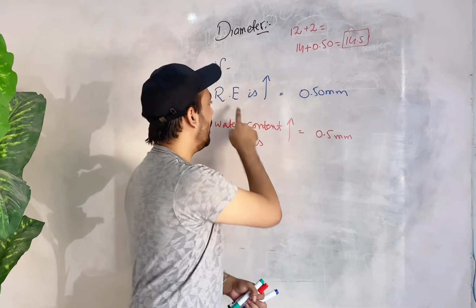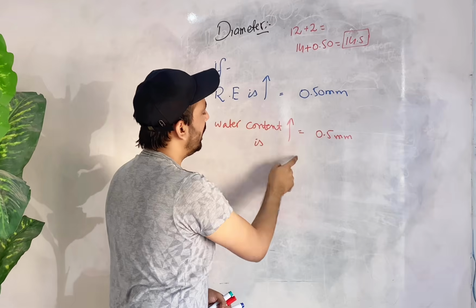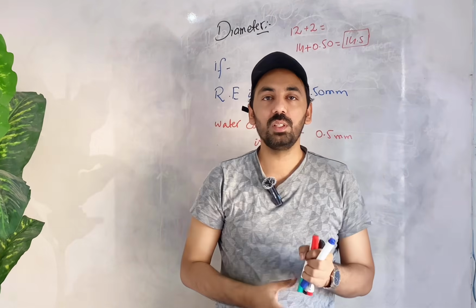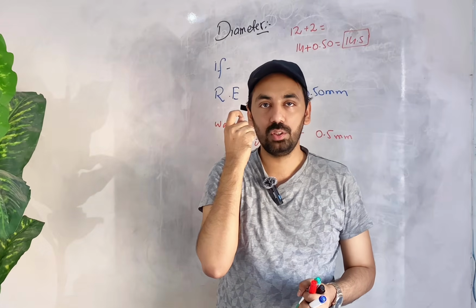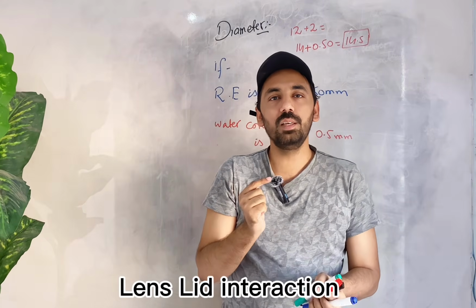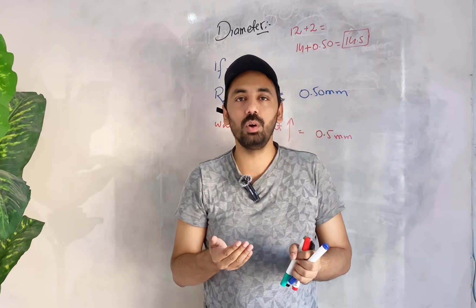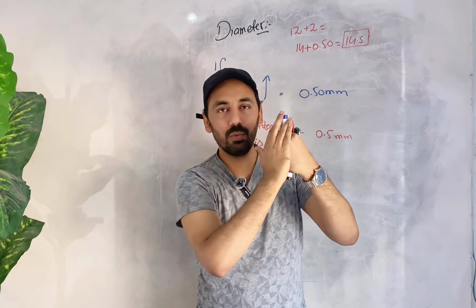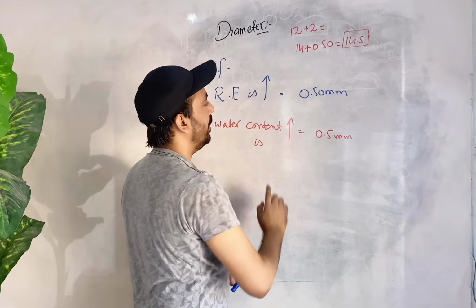If the refractive error is high, the lens will carry more weight. If the water content is high, the lens will carry more weight, and then the thickness will be increased. And when the thickness is increased, there will be more lid and contact lens interaction. This is called lens and lid interaction, right? So the lens and lid interaction will be increased, and the wearer will not be comfortable with that. So to fix the contact lens on the surface of the cornea, we will increase 0.5 millimeter in the total diameter, right?